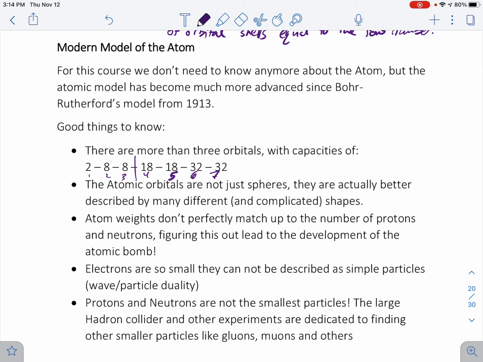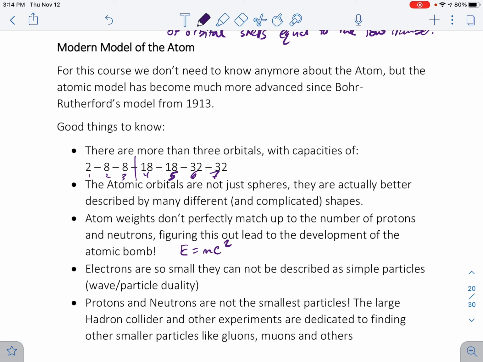The atom weights don't perfectly match up with the number of protons and neutrons, and if you figure that out, then you can actually develop the atomic bomb and nuclear power. It turns out that there's some energy that's lost and gained by reorganizing the nucleus and changing its atomic weight. That's the whole E equals mc squared. The m is the mass, E is the energy. So the reason the mass is not exactly this right is because there's some energy that is exchanged when we make new atoms.